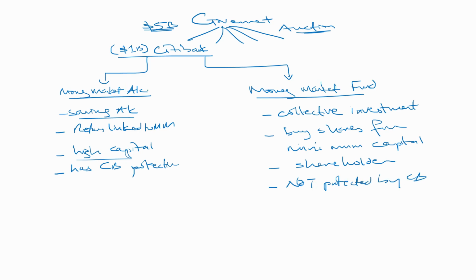So as you can see, for the money market account and money market funds, both of the returns are linked to the treasury bills that Citibank has bought. Both are offered to investors. One of them is a savings account, the other one is a fund. If you invest in one, you are a depositor. If you invest in the other, you are a shareholder. One requires high capital, the other requires minimum capital. And the money market account has central bank protection, whereas money market funds do not have central bank protection. The difference between money market account and money market funds has one question in the exam.